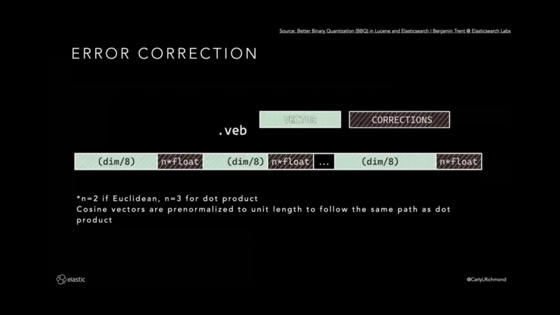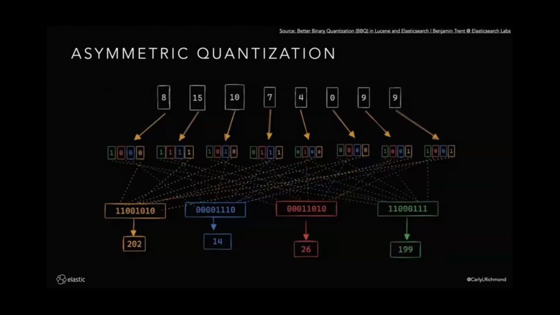This gets a bit interesting because, depending on the similarity algorithm, we'll store a different number of corrective bits. You'll see from the note in the visualization, if it's Euclidean, we're going to store 2. For dot product, it's 3, and cosine is treated as a pre-normalized dot product equivalent, but you pre-normalize to unit length first. So dot product and cosine, aside from that minor enhancement, work in very similar ways.